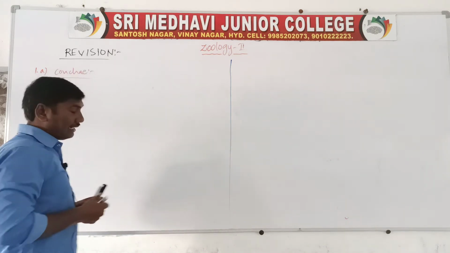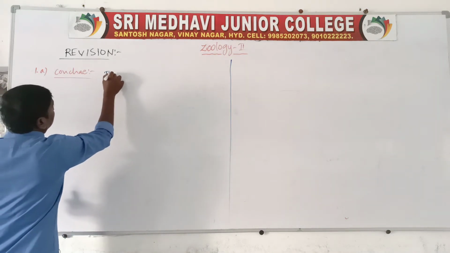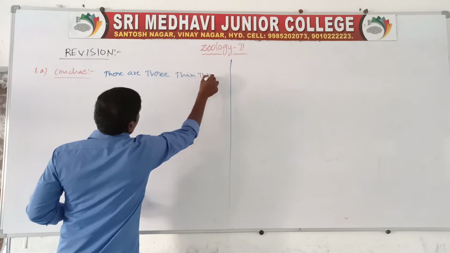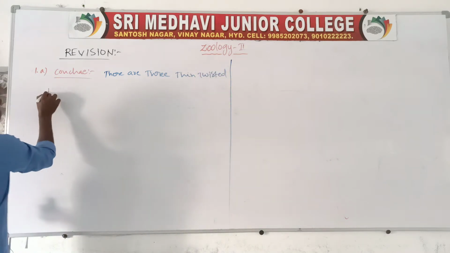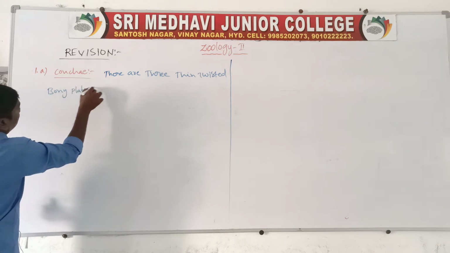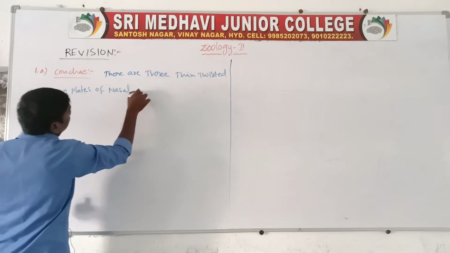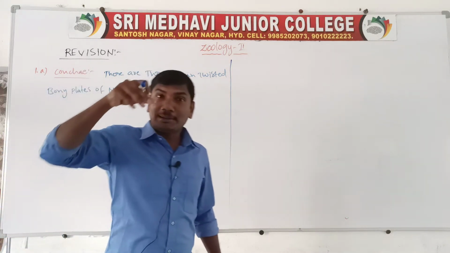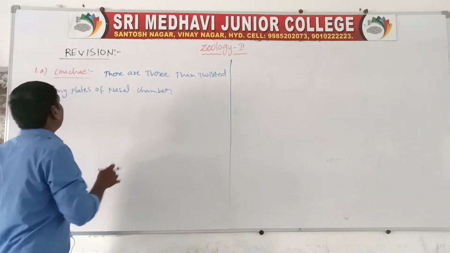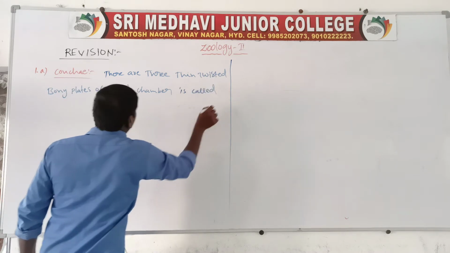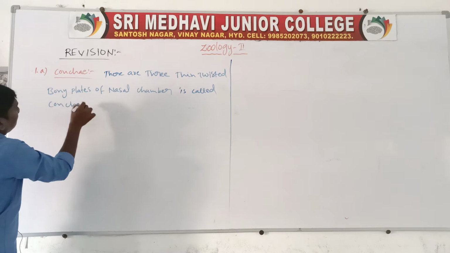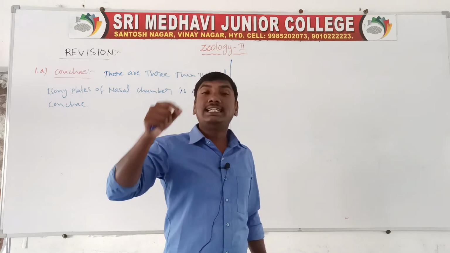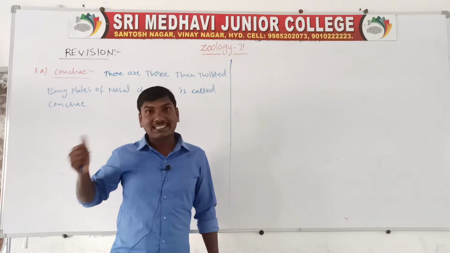There are 3 thin twisted bony plates of the nasal chamber, and they are called conchae. Conchae means the 3 thin twisted bony plates of the nasal chamber.